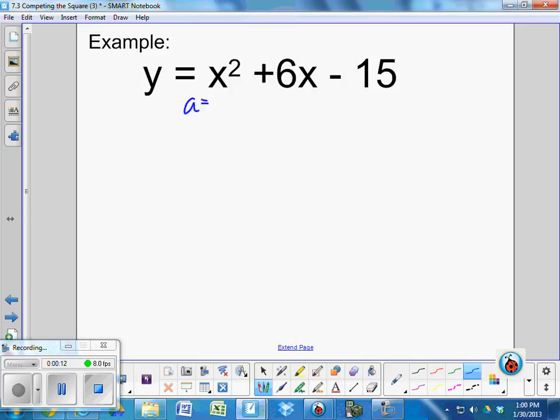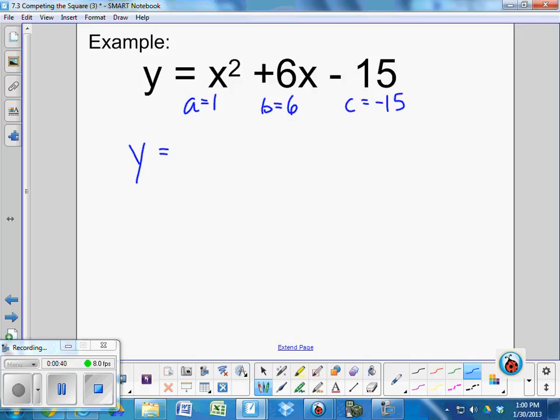A is what? 1. B is 6, and C is negative 15. And the example that you have in front of you says that the very first step is to actually make sure that it's not already a perfect square trinomial. It's not. Here's what you have to check for.